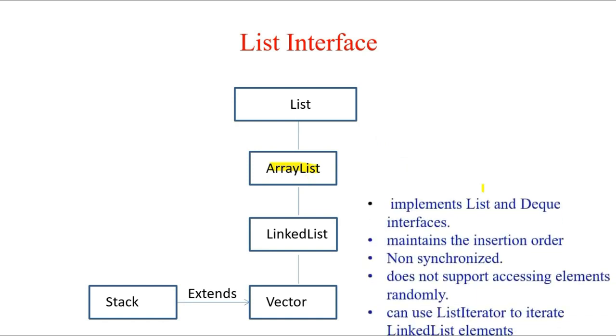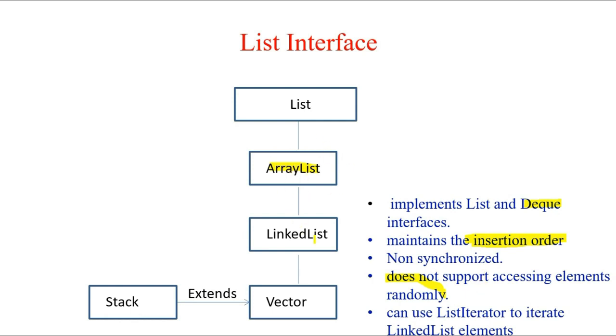Then LinkedList. This class implements not just the List interface but also the Deque interface, and I'm going to cover this Deque interface in a few minutes in the next slides. But understand first that LinkedList maintains the insertion order, and it is non-synchronized like ArrayList, but it does not support accessing elements randomly. You can only iterate through a LinkedList with a list iterator. That is the only way you can iterate one by one, and you cannot do index-based searches as you were able to do in ArrayList.